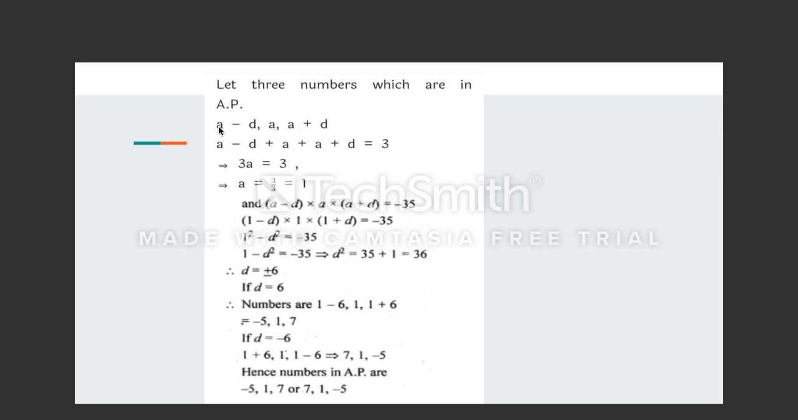So we are substituting A as 1 and at the place of D, firstly 6. So these are the three numbers we get in the AP. These are the three required numbers.